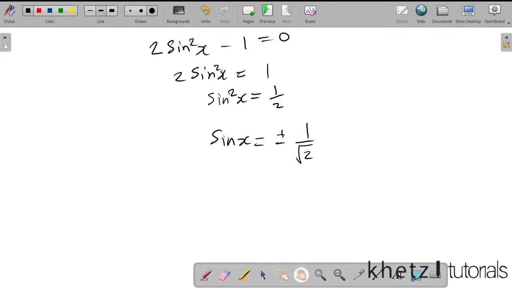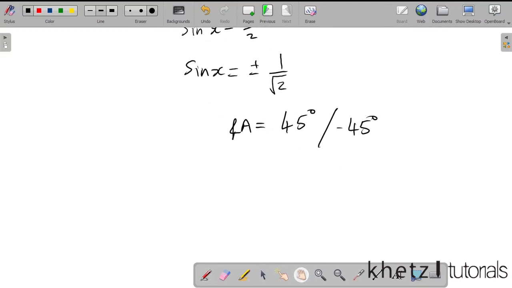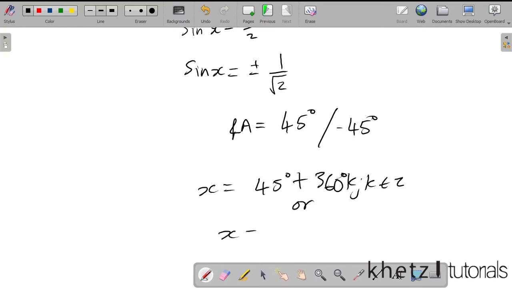And the answer to this should be, so if we do the reference angle, so if we do the arc sine of this, we're basically going to have, so the positive one is going to lead us to 45, and the negative one is going to lead us to negative 45. So now when we do our general solution, we're going to say x is equal to 45 degrees plus 360 degrees multiplied by k, where k is an integer, or x is equal to 180 degrees subtract 45 degrees plus 360 degrees k, k is an element of all integers.